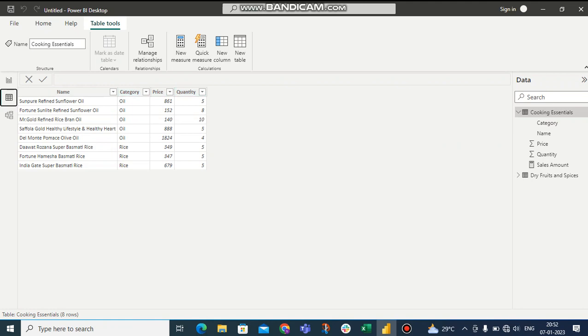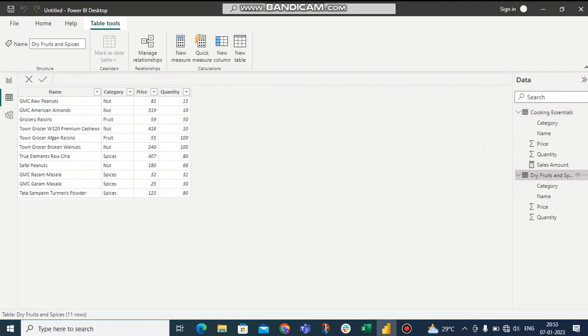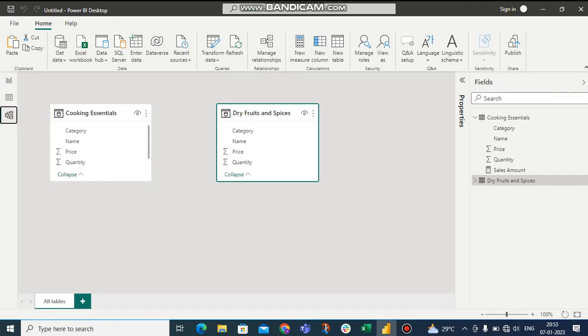In the category column you can see oil and rice. In the other table you can see again brand name, category, which is nut, fruit and spices, price and quantity. But one thing to notice: if I go to the relationship view, there are two tables but no foreign key, so there is no relationship between the two tables.